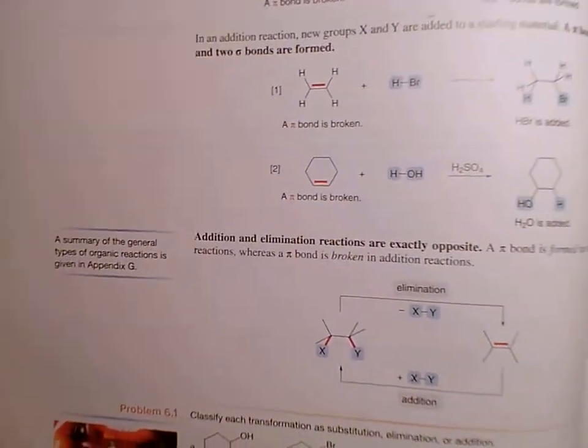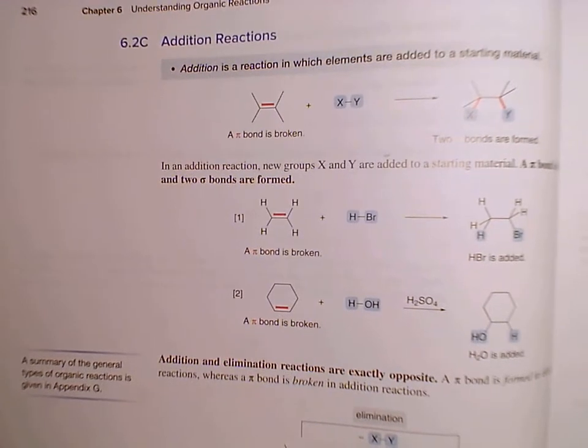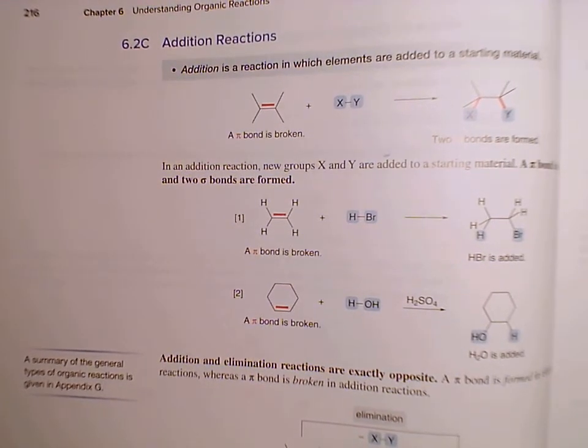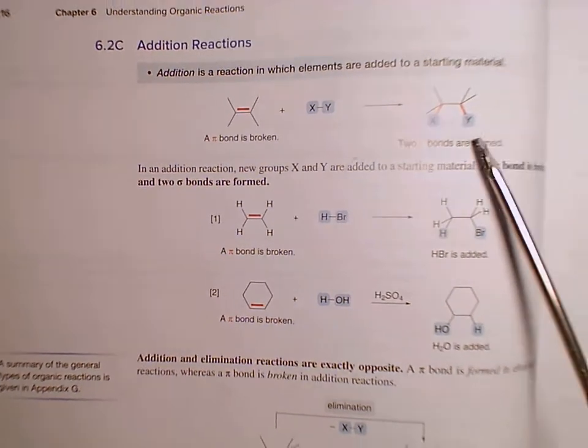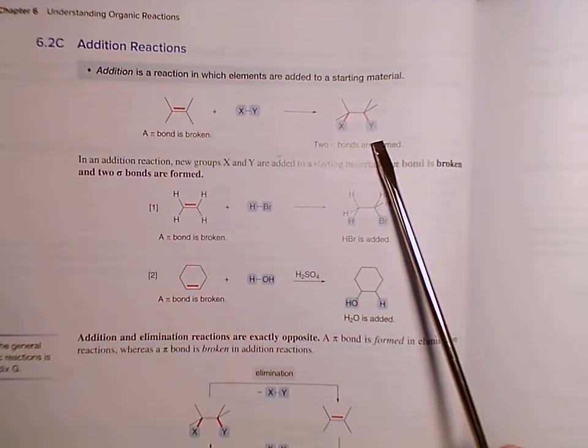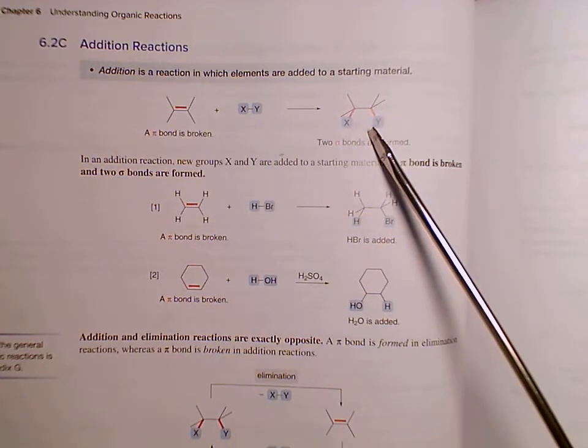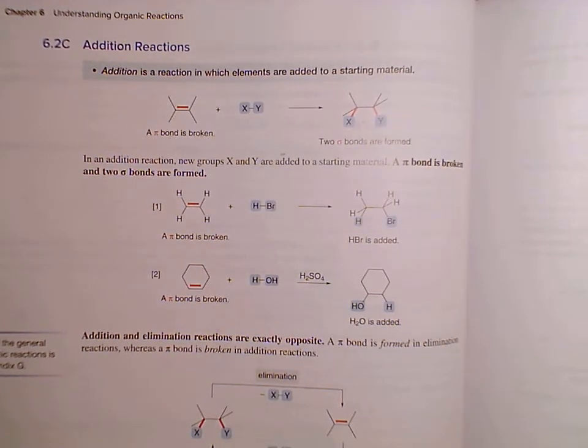The opposite of elimination reactions are addition reactions. With addition reactions, we have a pi bond and you add the X and Y to it. So it's literally the opposite step from elimination. These are addition reactions. And here's some examples there.